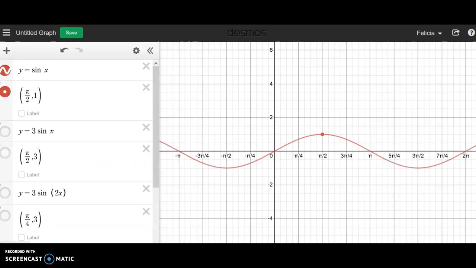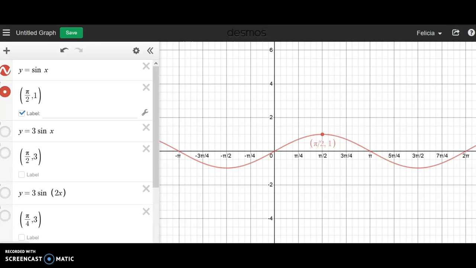So let's go ahead and take a look at our graph. We're going to start with just the basic sine of x graph. And let's go ahead and take a look at one of the points on this graph, just so we have it to use as a reference point when we draw the rest of the functions here. Let's go ahead and look at the point pi over 2, comma 1, right, which is the point you see labeled there on your graph.